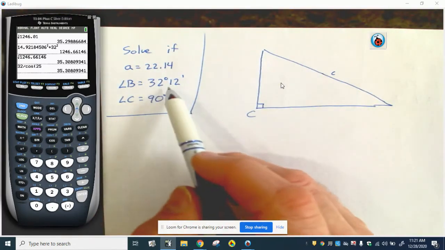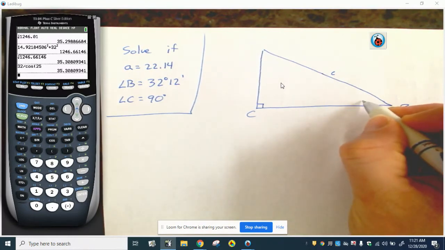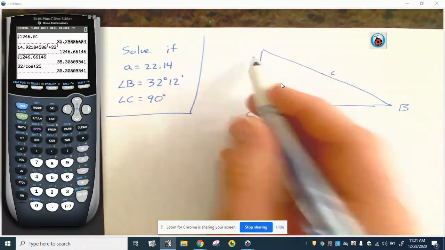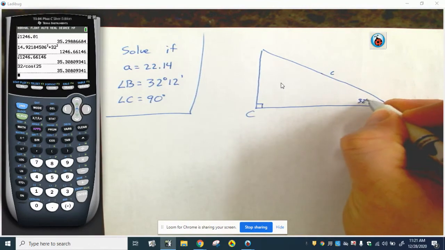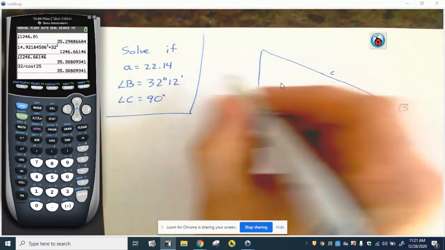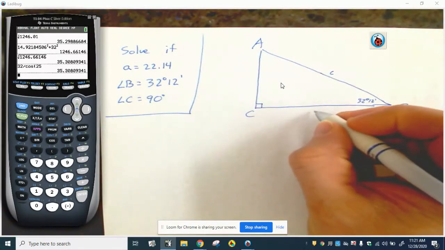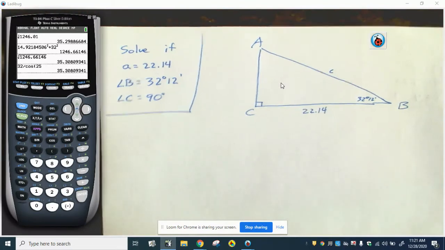32 degrees, I personally would put it over here. So I'd put my B here just because I know that's kind of smaller, right? I know this is going to be bigger than 32, so I try to put the smaller one where it goes. So I know this is 32 degrees, 12 minutes. And I know side A, if that's my B, my A is up there. That means my 22.14 goes down here, okay?